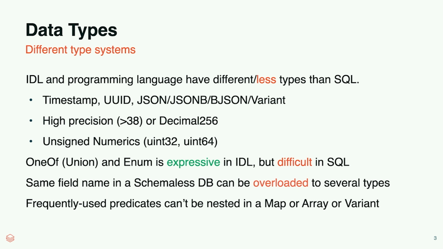Think about the other data types. JSON is very popular. Does any of them support JSON? It's just a string, right? Okay, these are some examples. We're talking about the gap of the data type system.